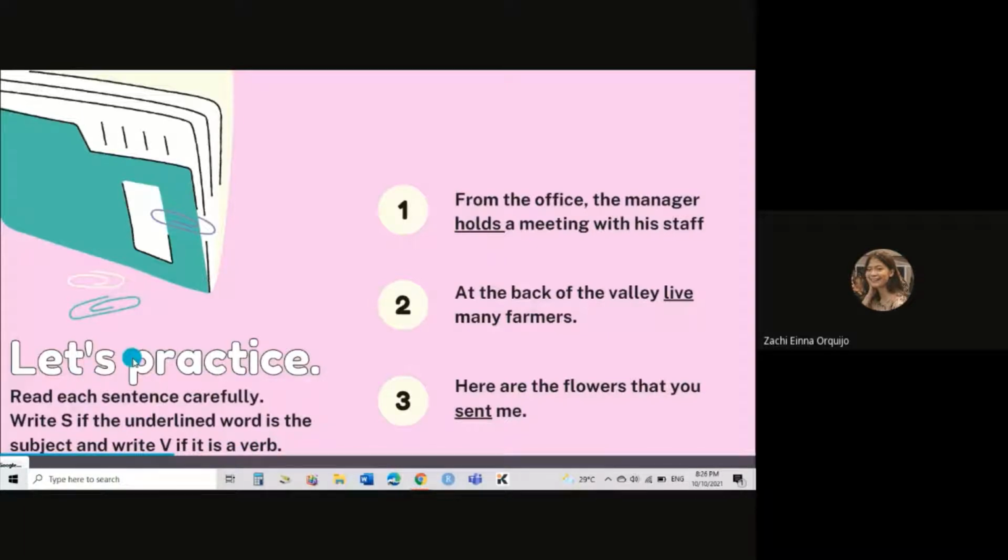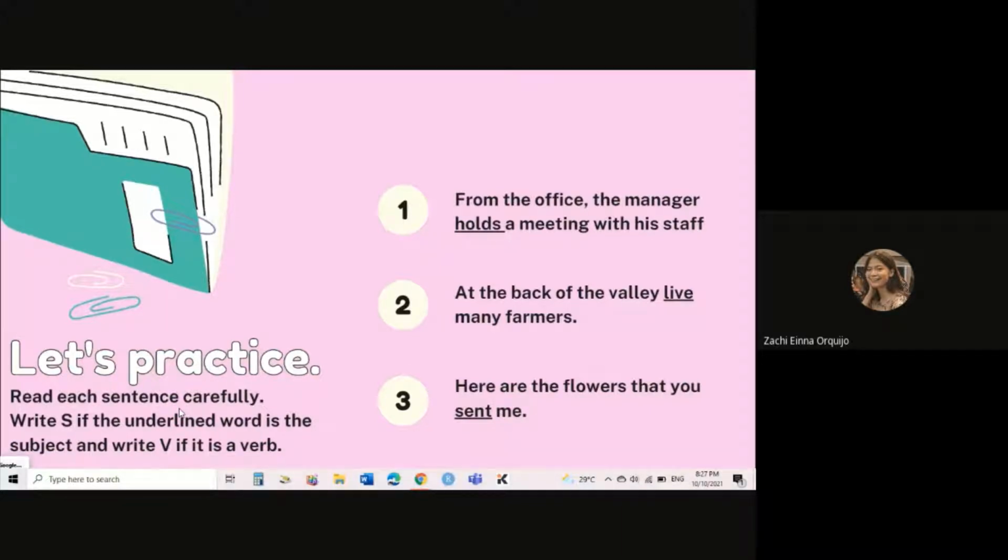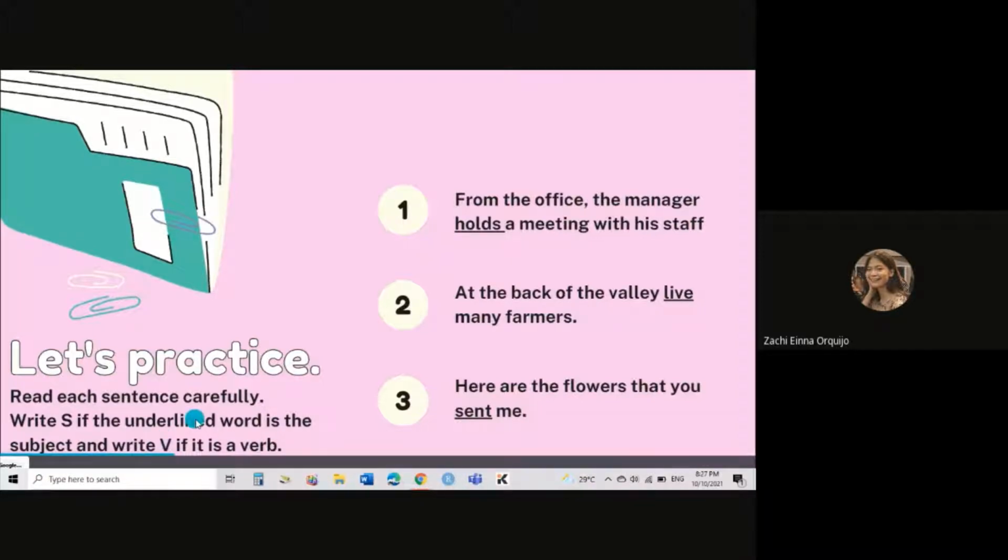So again, sa kada sentence, meron tayong mga underlined word. So, i-identify nyo whether that underlined word is a subject. Pag sinabi nating subject, ito yung pinag-uusapan sa isang sentence. At kung ito naman ay verb, or pag sinabi nating verb, action word, no? Katulad ng cooking, baking, exercising, or exercise, you will write V if it is a verb.